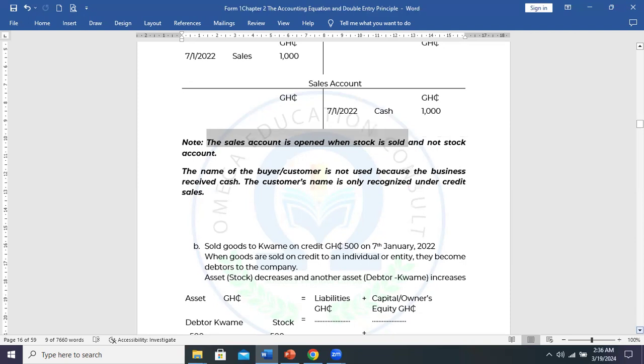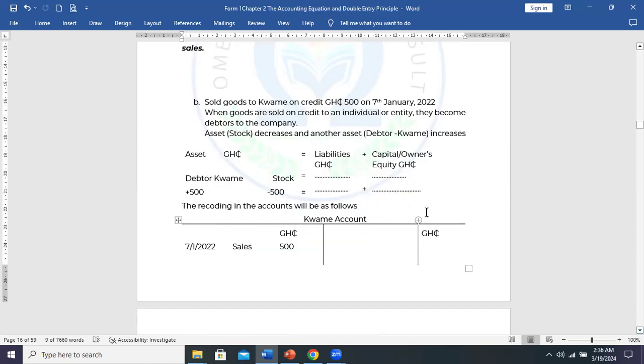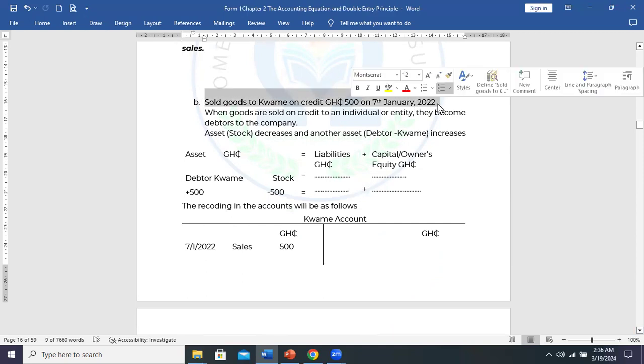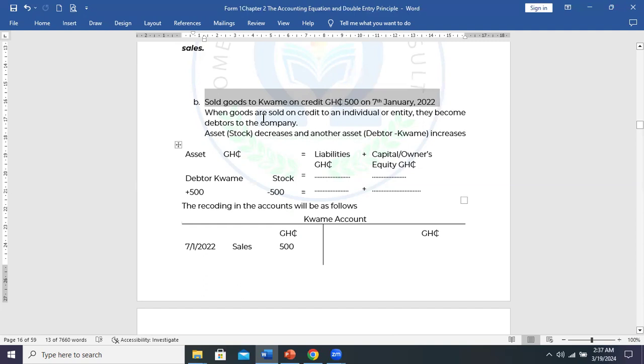So let's look at the second transaction. Sold goods to Kwame on credit. On credit. So quickly, the first thing is that this is a credit sale of goods to Kwame. So Kwame here is the customer. So Kwame got the goods and didn't pay the business. So Kwame becomes a debtor, right? Good. So since we are selling goods, we have to open the sales account and open this time Kwame's account, who is a debtor. In terms of the analysis, again, the stock is decreasing.